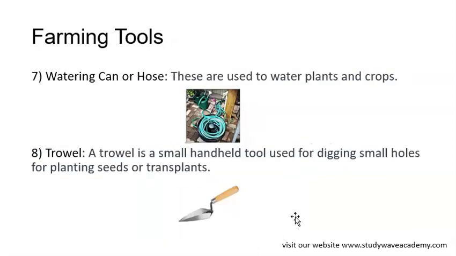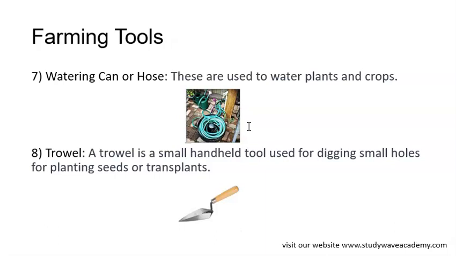We also have the watering can or hose. These are used to water plants and crops. The watering can, which we have here, and the hose are used to water our plants and crops. When we finish planting, we use the watering can and the hose to water our plants.